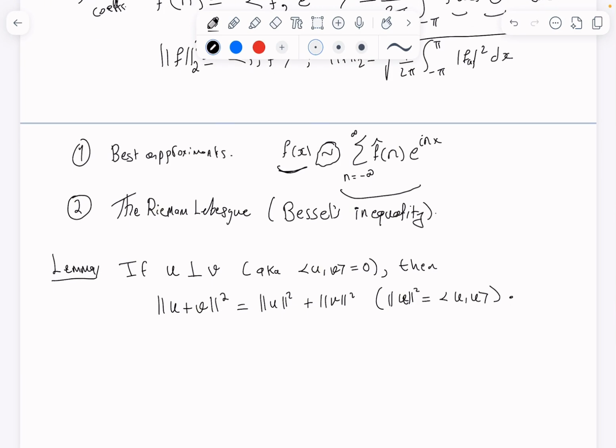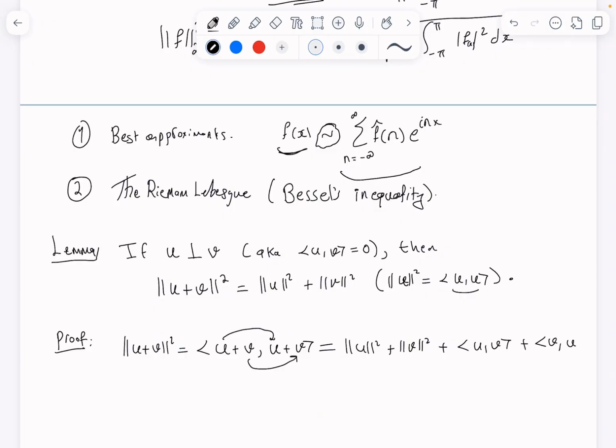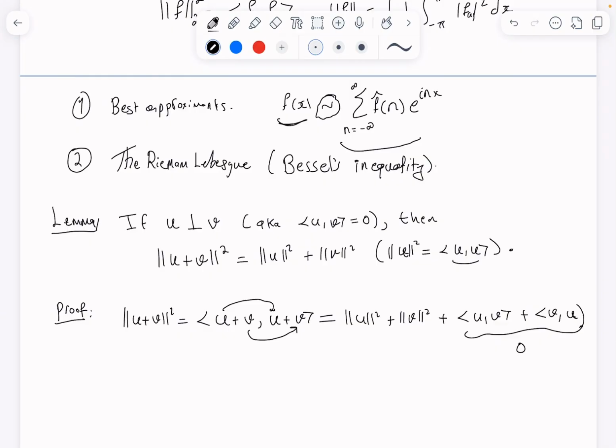Okay, so let's go ahead and quickly prove this. So here's a quick proof of this fact, or a reminder if you've seen it. So basically, the norm squared of the sum is by definition the inner product of that object with itself, which can be opened up. So if you take u with u, you get the norm of u squared. If you take v with v, you get the norm of v squared. And if you take u with v, you get this, and then you get this. But then both of these are 0, so we get the equality that we're seeking. Okay, so this is just a simple fact here.